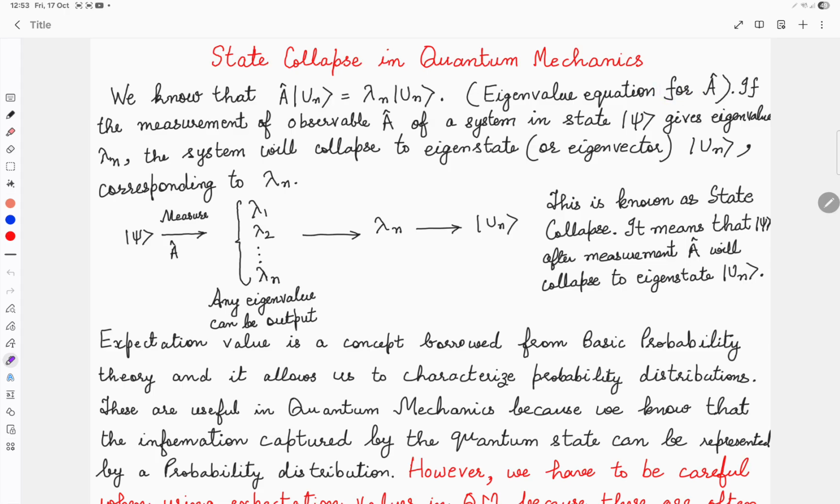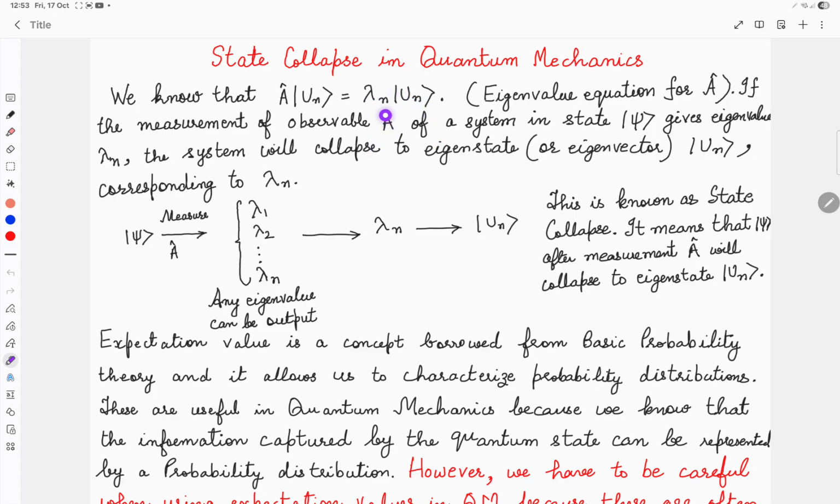Now, if the measurement of the observable A of a system in state ket psi. Now, what is ket psi? Ket psi is the state in which the quantum system is. A cap is the observable that we are trying to measure. So that's why it is being said here that if the measurement of observable A of a system in state ket psi gives eigenvalue lambda n, the system will collapse to eigenstate ket un corresponding to lambda n.